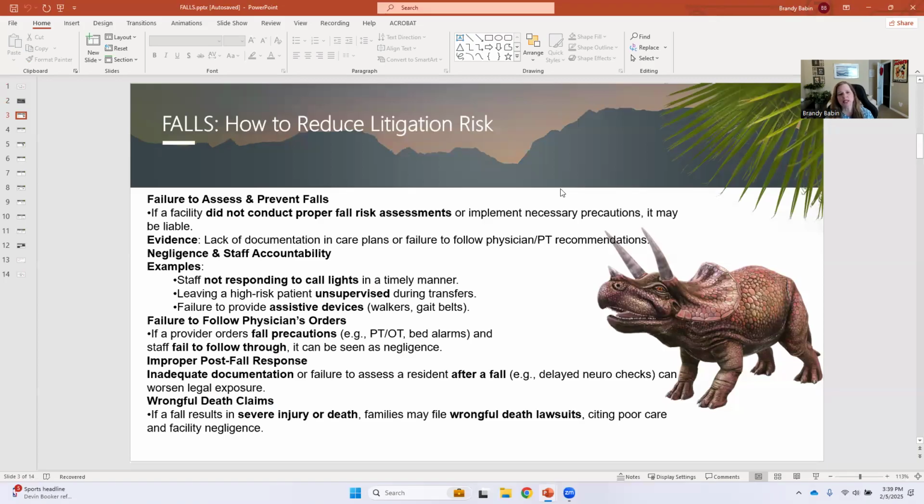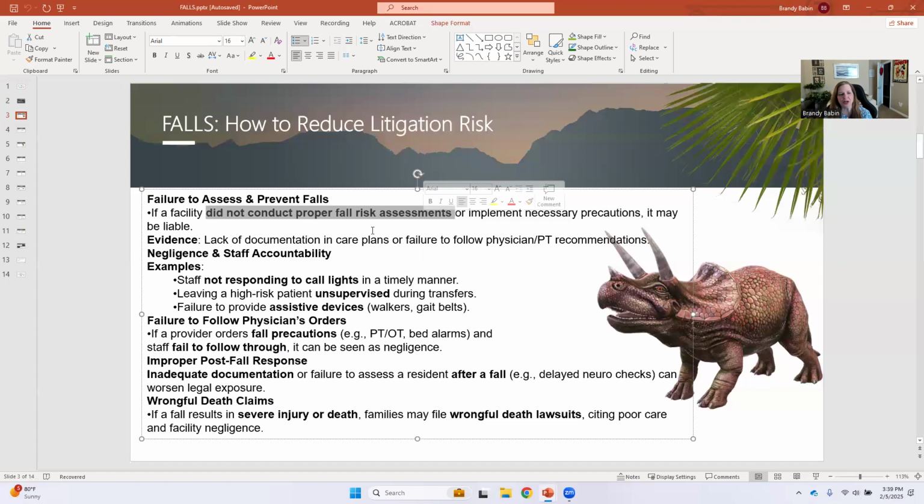So how to reduce litigation risk? If there's a failure to assess and prevent falls, you've got a litigation issue. We do, as facilities, fall risk assessments on admission and then every 3 months. And if a patient falls, then we do it again after a fall. So I think most facilities do a very good job in doing fall risk assessments. The question then becomes, have we implemented necessary precautions? Were there precautions in place? And then the lack of documentation in the care plans is a big deal.